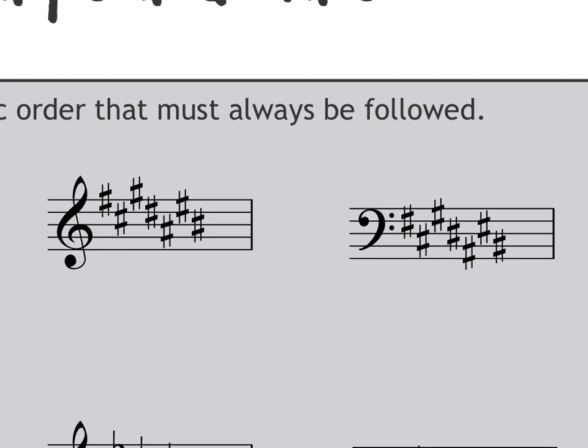Also notice that they are in the exact same order. F, C, G, D, A, E, and B. F sharp, C sharp, G sharp, D sharp, A sharp, E sharp, and B sharp. Okay, that's the exact same order. The clef does not care. It doesn't matter what clef you're in. It's always going to be that whatever your answer is, and they'll start on the F line.